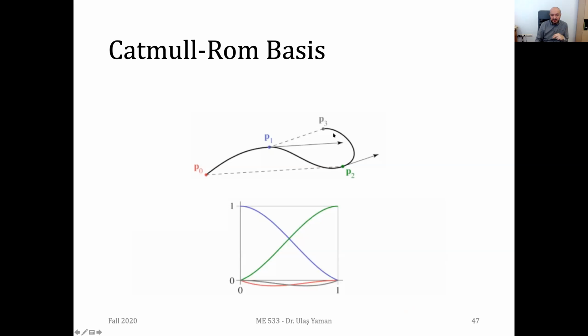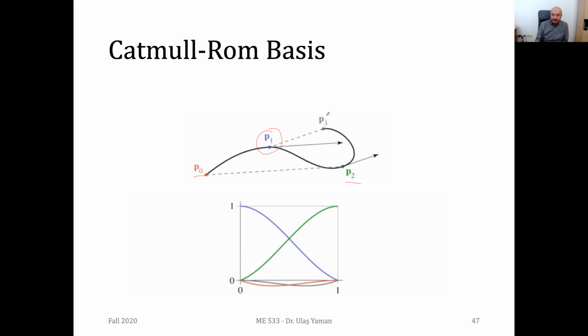We have 4 control points, and for the intermediate ones, we define tangents, and these tangents are defined with the help of the line going through the adjacent points. For instance, if you consider the P1 control point, this is an intermediate control point. Its adjacents are P0 and P2, so we draw a line in between and have a tangent in that direction.